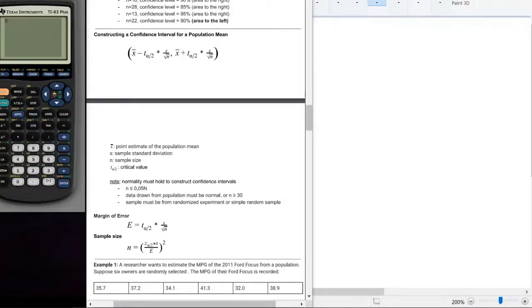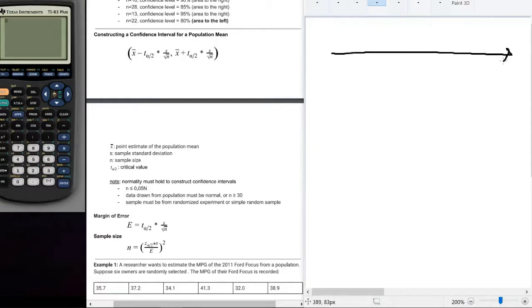Okay, now let's take a look at how to construct a confidence interval for a population mean that is unknown. Once again, what we'll be doing in this section is taking a sample statistic, and based off of that sample, we're going to create a plausible region where we believe the unknown population mean is located. Okay, once again, this is known as a confidence interval.